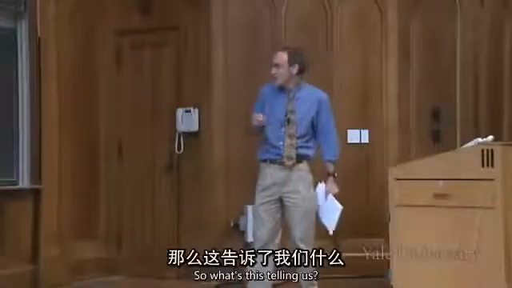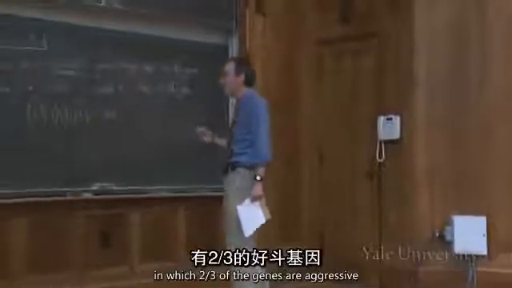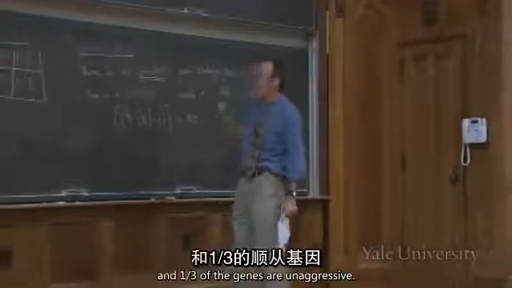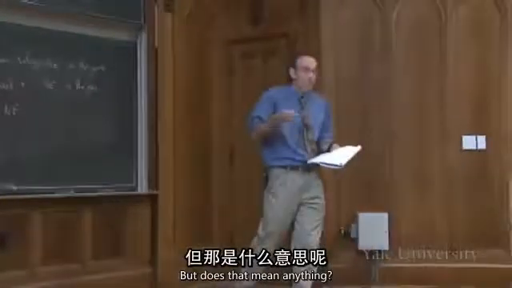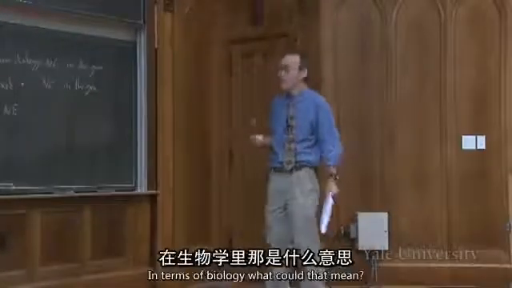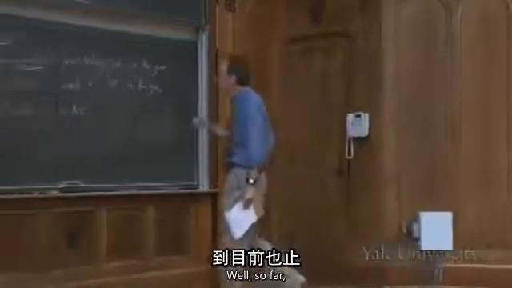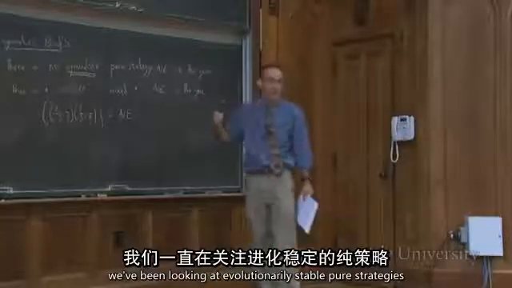All right? So what's this telling us? It's telling us that there's at least an equilibrium in this game in which 2/3 of the genes are aggressive and 1/3 of the genes are unaggressive. All right? But does that mean anything? What could that mean? In terms of biology, what could that mean? Well, so far, we've been looking at evolutionary stable pure strategies.